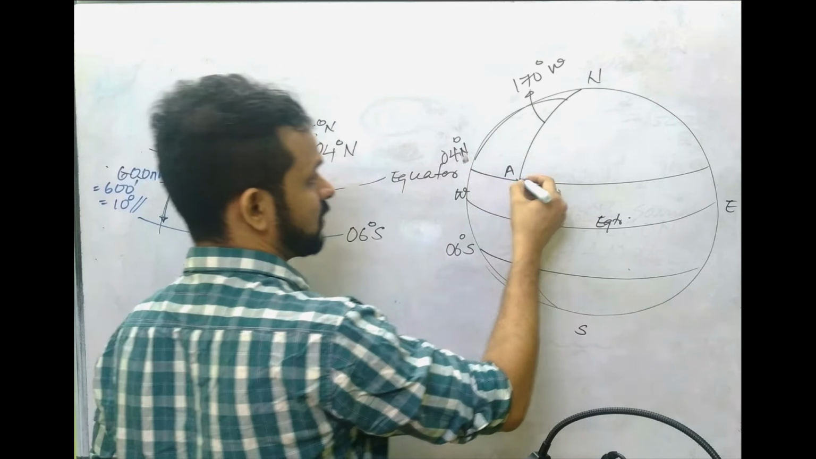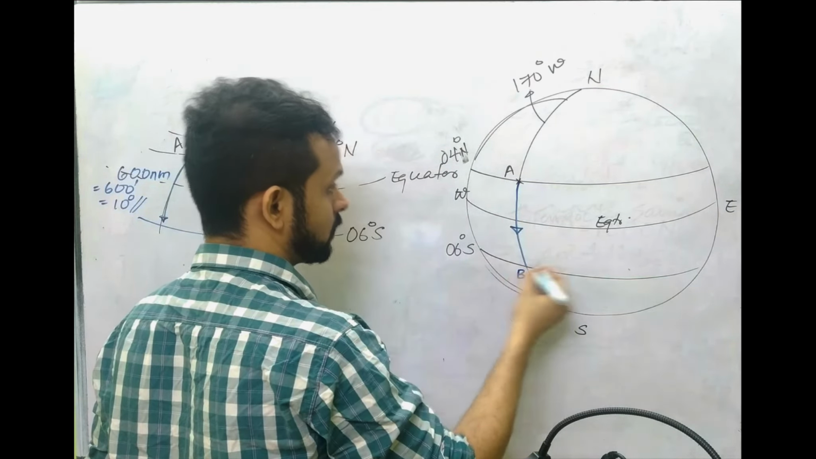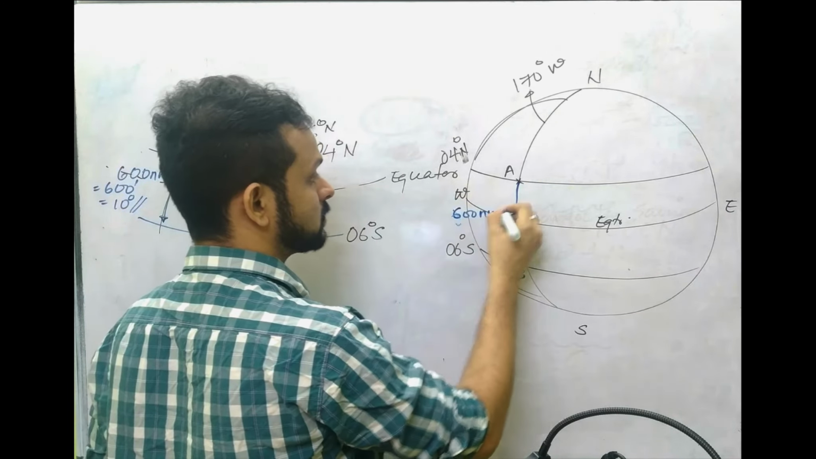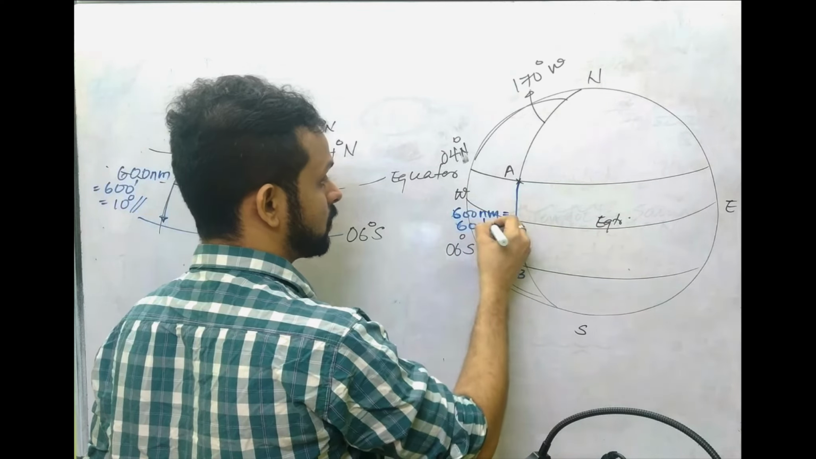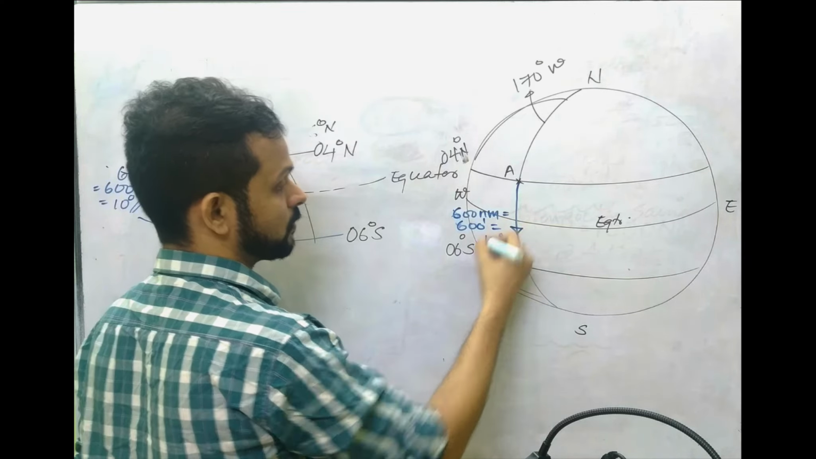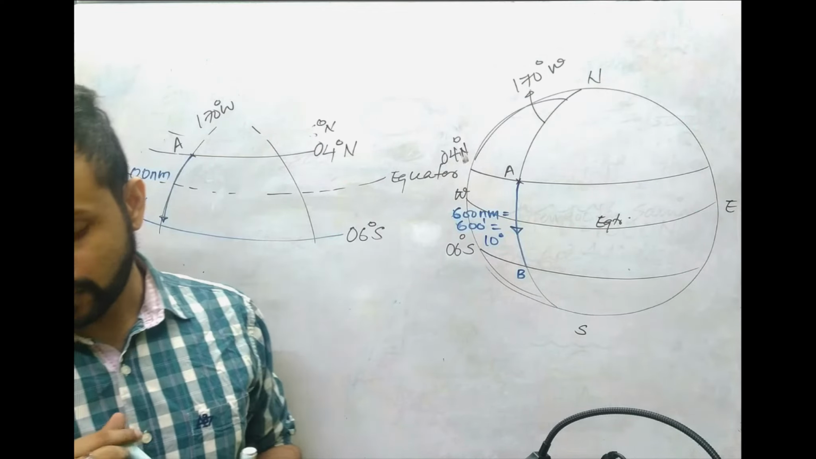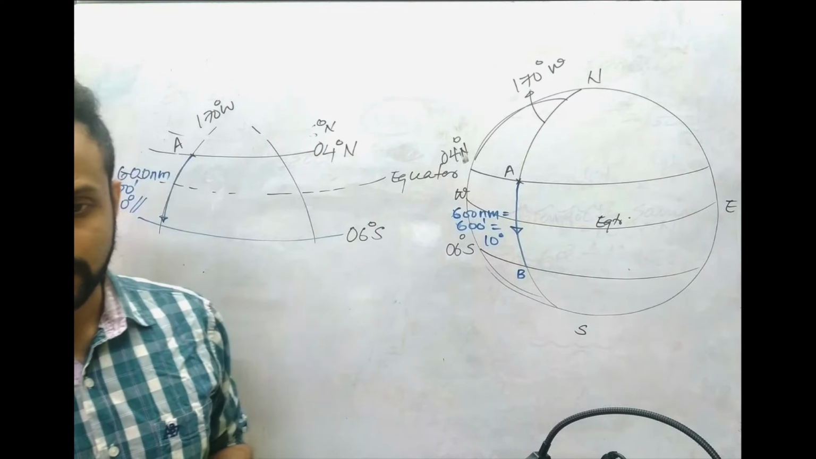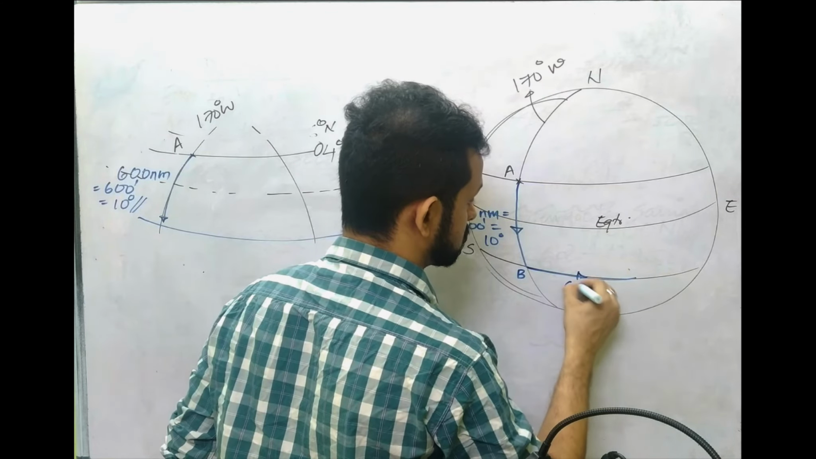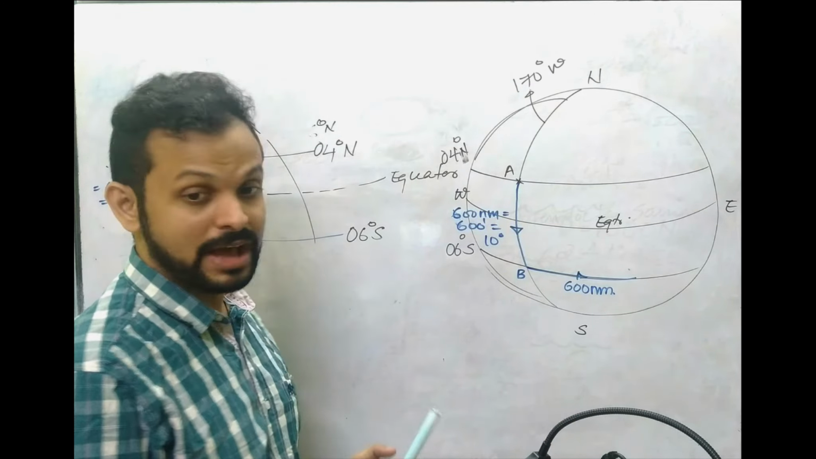The first travel is from point A all the way to point B, and that is 600 nautical miles, so 600 minutes. And since I'm traveling on a great circle, it is 10 degrees. Now from B, what am I doing? I'm traveling 600 nautical miles to the east, right? So now I'm traveling 600 nautical miles to the east, and my latitude is not changing.